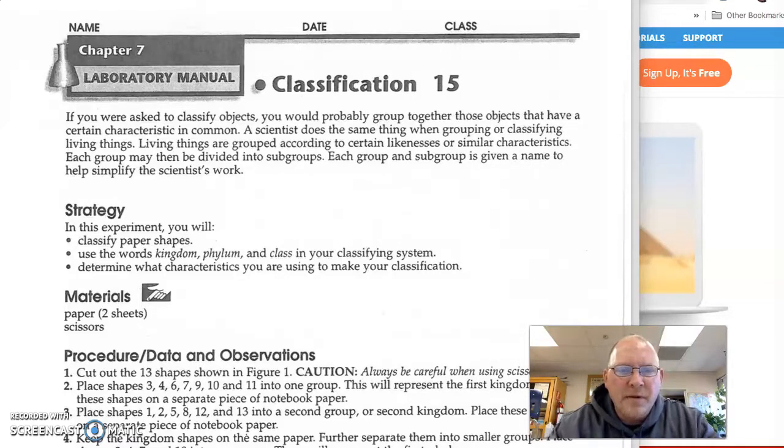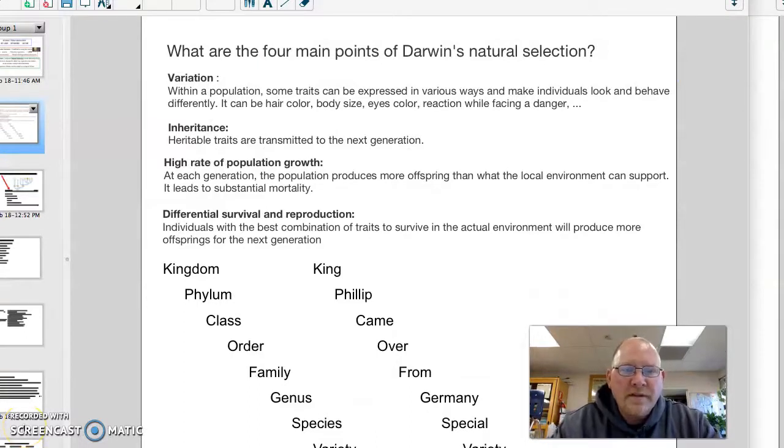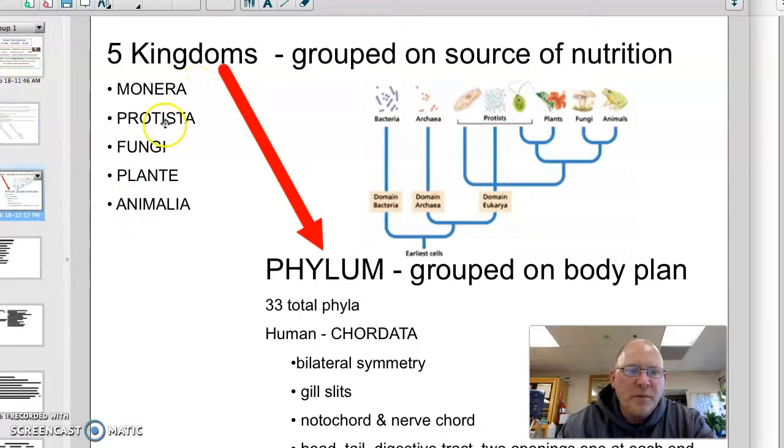Today we're going to be taking a look at the classification lab. We talked a little bit earlier about classification, in that we group things together by some of their characteristics. Yes, we group things together by their characteristics. So we talked the other day, there were 5 kingdoms: Monera, Protista, Fungi, Plantae, and Animalia.